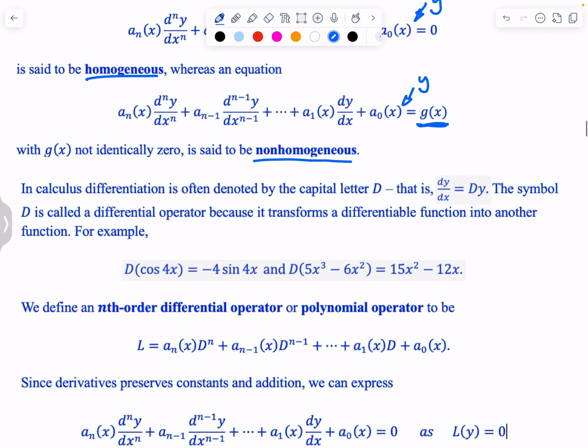We have another notation here for you. In calculus, for differentiation, we often note the derivative as just a capital D. So dy/dx is just Dy, kind of just to simplify it for us. For example, the derivative of cosine 4x is negative 4 sine 4x. The reason we do this is because we want it to look like a differential operator, the operator being the term that we want it to look like.